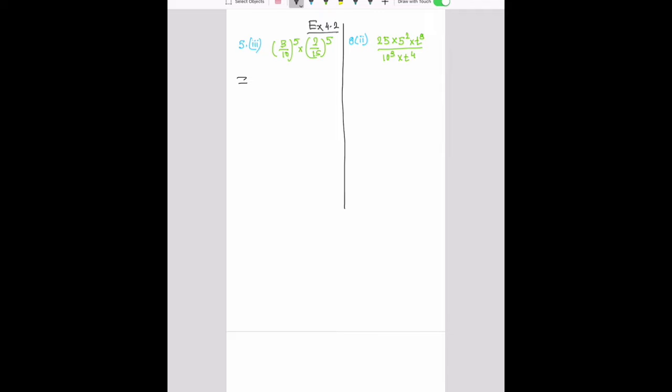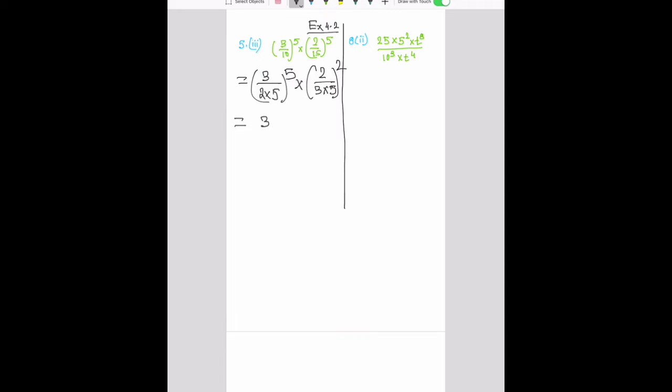you know, 3 and this is 10. 10 is nothing but 2 into 5. So, break it down into its prime factorization. So this is 2, and 15 can be broken down as 3 into 5. Right. So now open up the bracket.